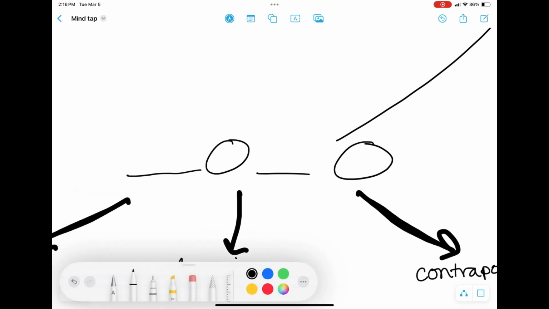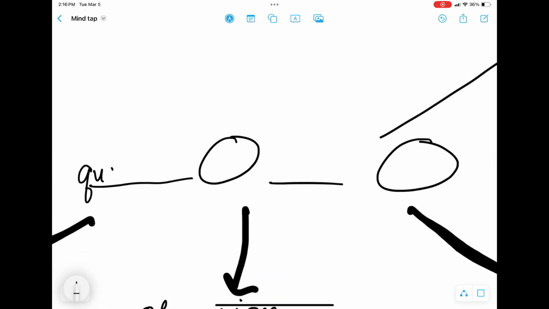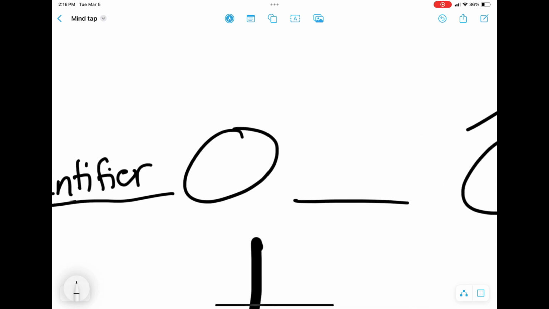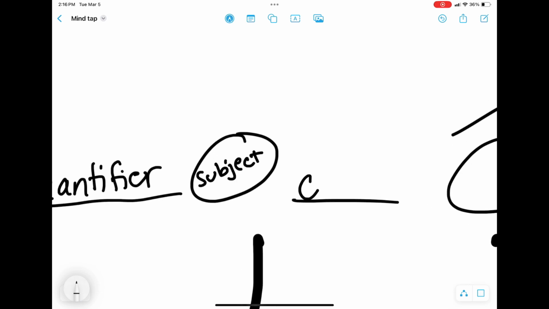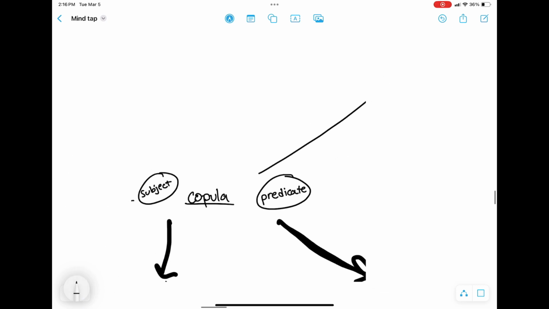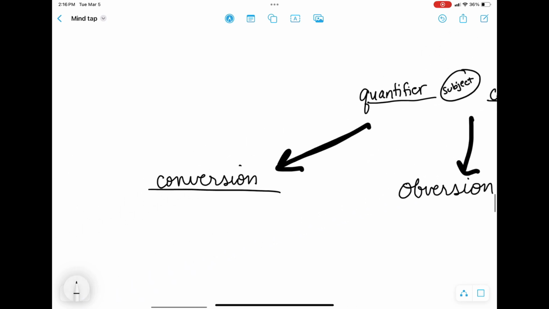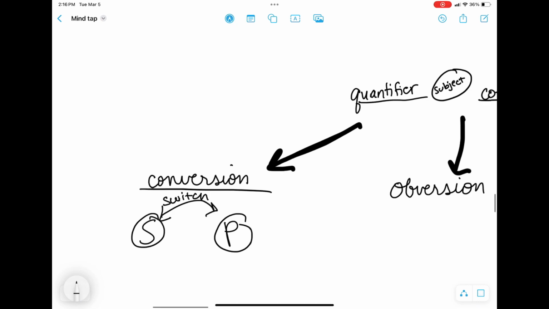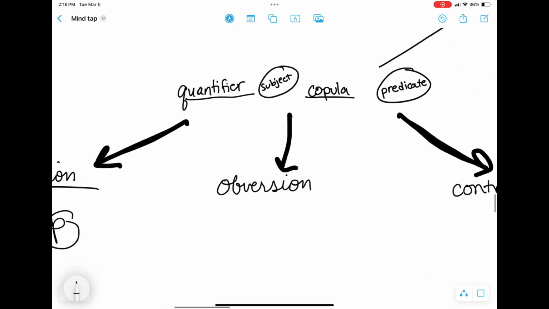Next, we can look at the parts of a categorical proposition in order to see some of the operations that we can perform on propositions. So we have a quantifier, a subject, a copula, and a predicate. First, we can look at conversion, which is where we simply switch the subject with the predicate. So all S are P becomes all P are S.